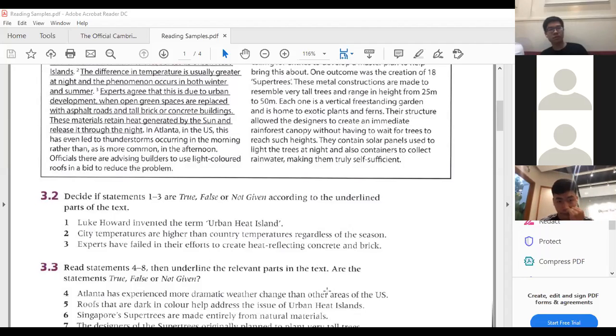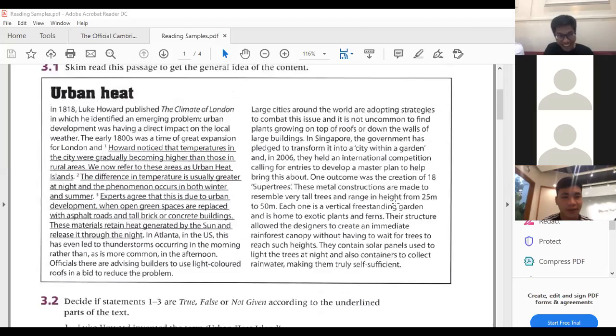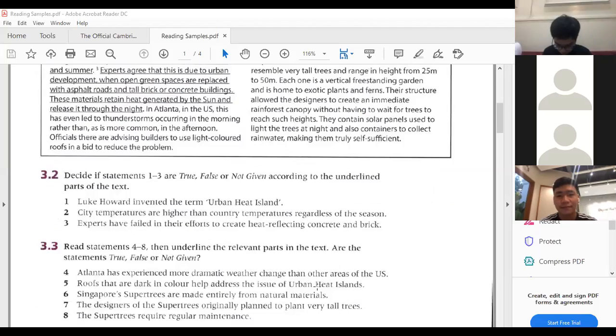Number 6, Panya. Super tree. That's the key term. Natural materials, another key term. Why, Panya, why is that false? Where is the answer? They said that these metal constructions are made with some very tall. Very good. It's actually metal constructions, not natural materials. Nice. 7, you guys are done down here.